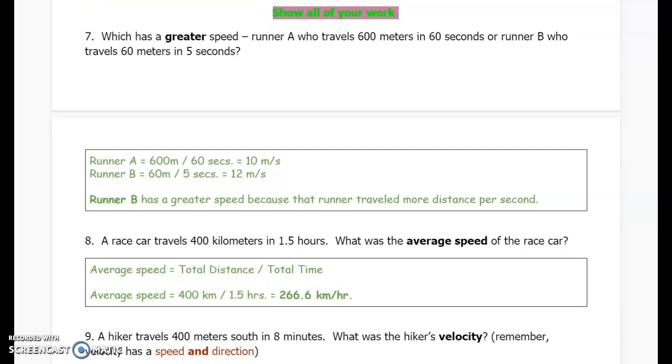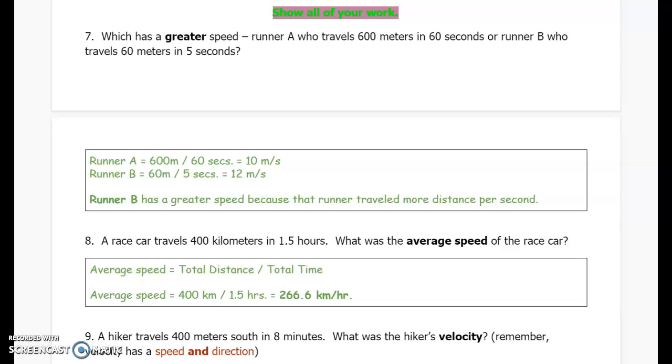So for question 7, it asks to find which runner has a greater speed. Runner A, who travels 600 meters in 60 seconds, or runner B, who travels 60 meters in 5 seconds. What you needed to do for this was calculate the speed for runner A, and then calculate the speed for runner B, and figure out which one had a faster speed.